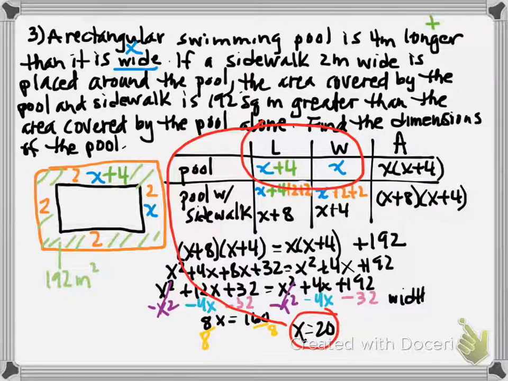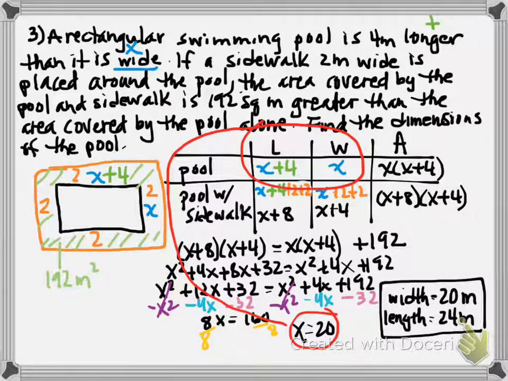The width was the x value, which is 20, and this time it's meters. It's super important that you guys end up getting the correct labels. When you don't, it doesn't make sense. Like if you put centimeters, that would be like a pool for a mouse. Okay, and then to get the length, 20 plus 4 is 24 meters. And so those are the dimensions there. All right, have fun with this.